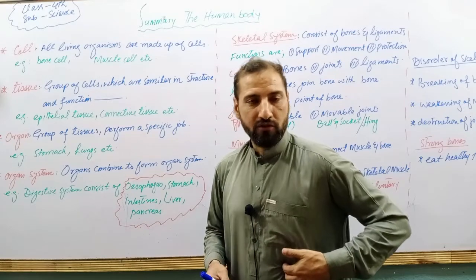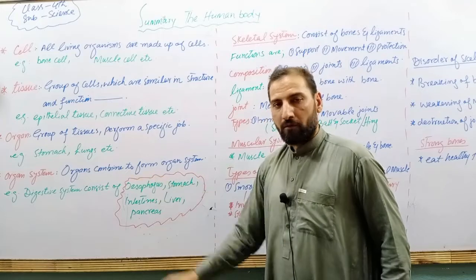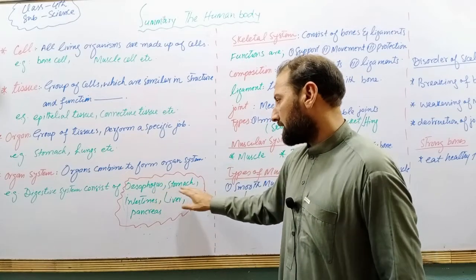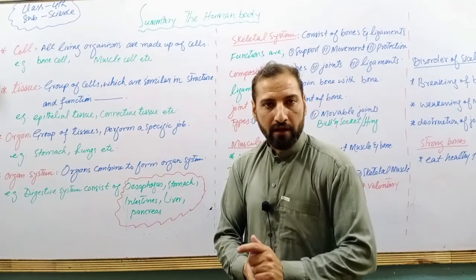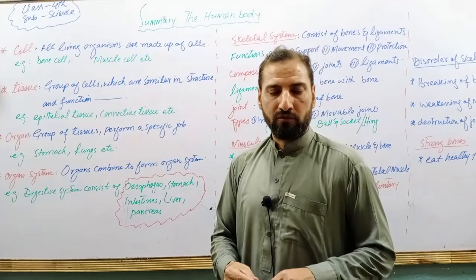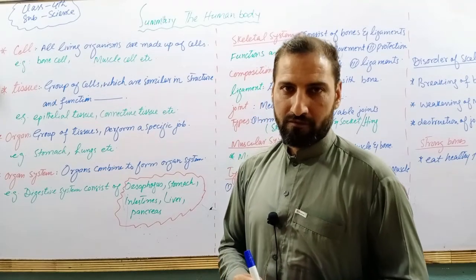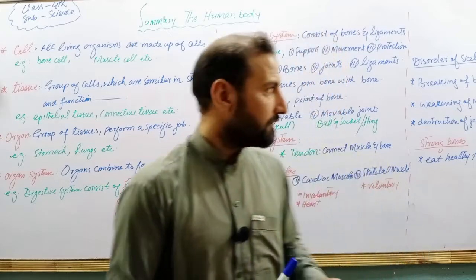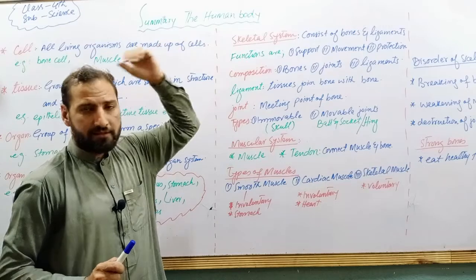The pancreas is attached to our stomach, right? These organs combine, they form the digestive system: the esophagus, stomach, intestines, liver and pancreas. Now what is the function of the digestive system? You have learned that the function of the digestive system is to digest food. Clear? After that you have the topic, the skeletal system.